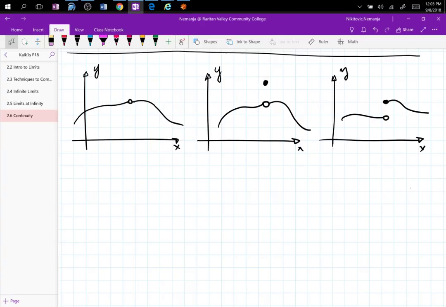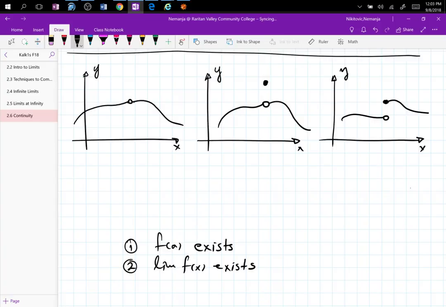Now, I would like to know which rule fails. I'll write the rules. Rule number one, f of a exists. Number two, limit of f of x exists. And number three, number one equal to number two in the value. So what fails on the first graph? Rule one, rule two, rule three. Rule one fails right off the bat.